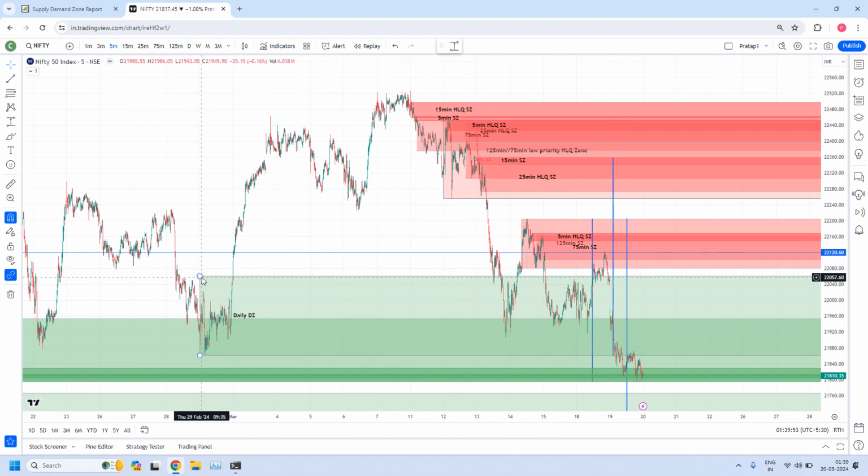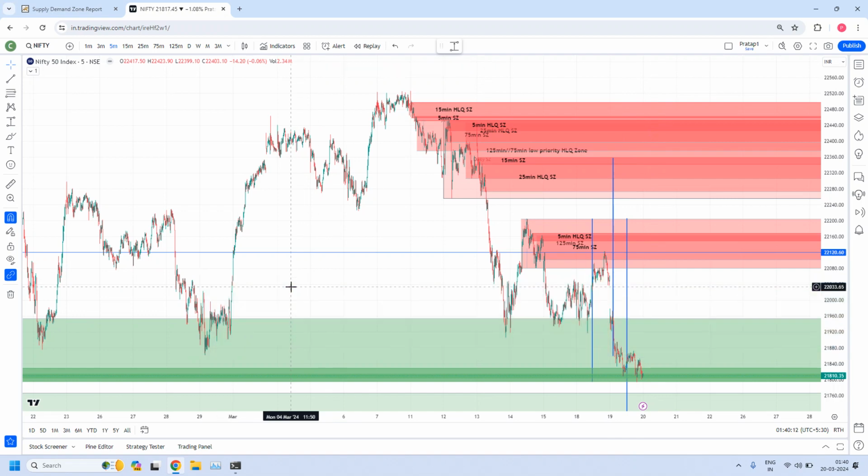So now the daily demand zone is violated. So let us delete this daily demand zone. This is no more valid because price is closed below this daily demand zone. Then where did we get the trade opportunity? Because I told you that today we got only one trade opportunity. I'll show you. First delete the daily.